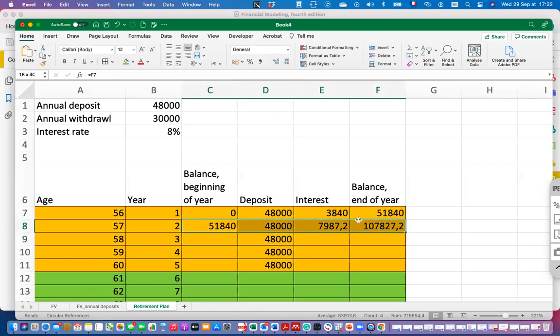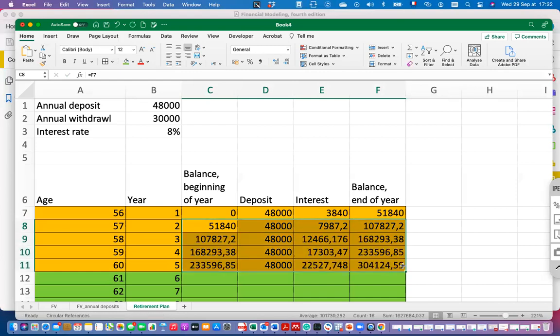Then we can scroll it down until the end of the year 60. By doing so, he will have 304,124.59 once he will retire.